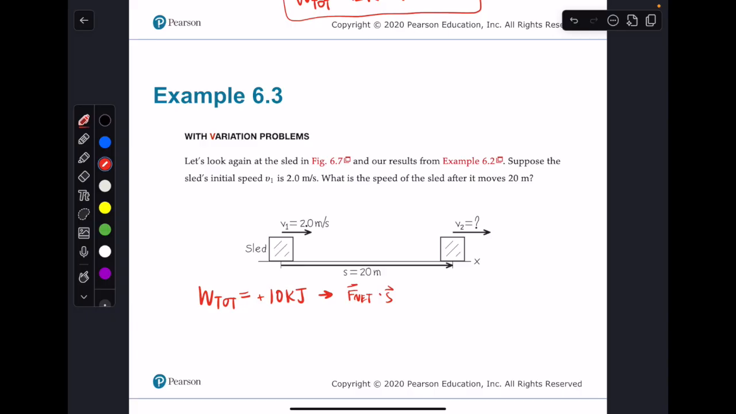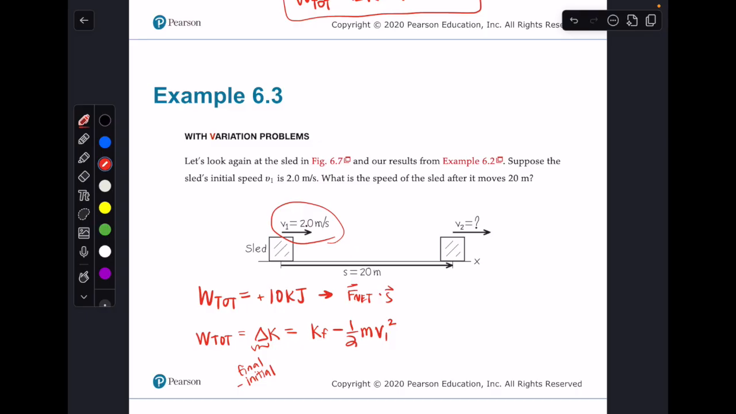Well, we also know now that the total work done is equal to the change in kinetic energy. So change in kinetic energy, this delta is always final minus initial. So the final kinetic energy, which is what we're solving for, minus the initial kinetic energy using V1. So that would be 1/2 m V1 squared. We're going to need the mass of that sled, right?